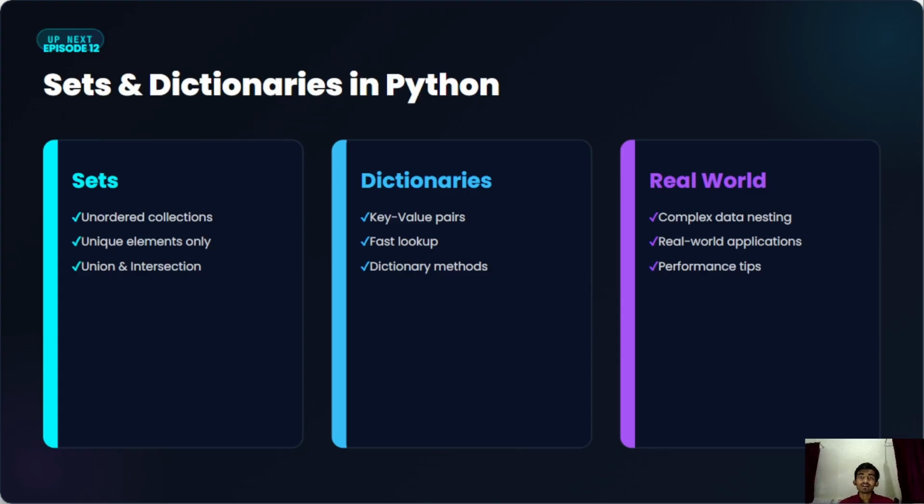For the next lecture, we are going with sets and dictionaries. We will understand what sets are, unique elements, and why duplicates are removed. Then we will go with set operations like union and intersection. After that, dictionaries: key-value pairs, fast data lookup, dictionary methods, nested dictionaries, real world examples, and some projects. These are some of the most powerful data structures in Python, actively used in real world software development.